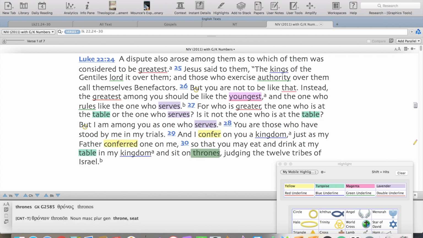And finally, I would suggest that this challenging passage at the end, "you may eat and drink at my table in the kingdom, sit on thrones, judging the 12 tribes of Israel," I need to understand what that's about. Another double underline. Judging. How? In what way will they be judging the 12 tribes of Israel?